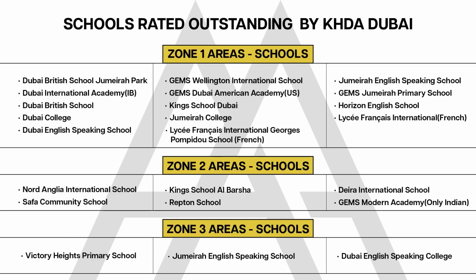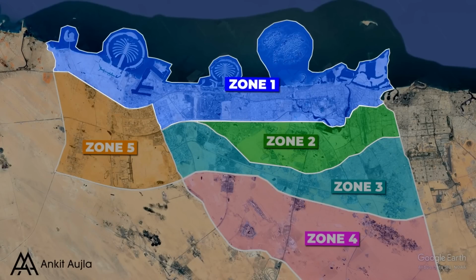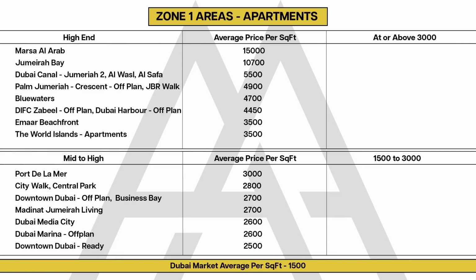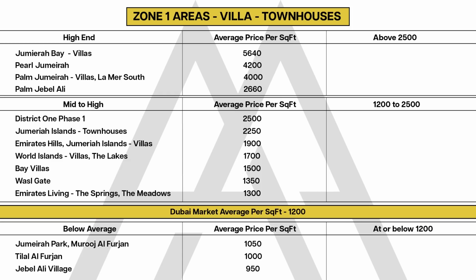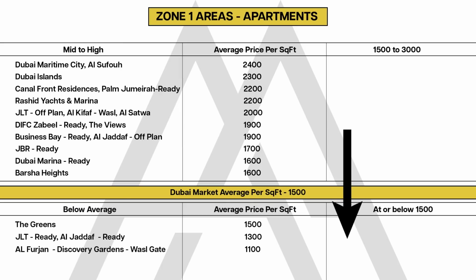And if I speak about the schools and hospitals, 60% of the top rated schools are in this zone, and 90% of the biggest hospitals are placed in this Zone 1. So obviously the most prime real estate also falls in this zone. Now first I will cover the apartments category in Zone 1, and then I will cover the villa categories. We will move in the order of pricing, starting with the most expensive to the least expensive areas on price per square foot in this Zone 1.